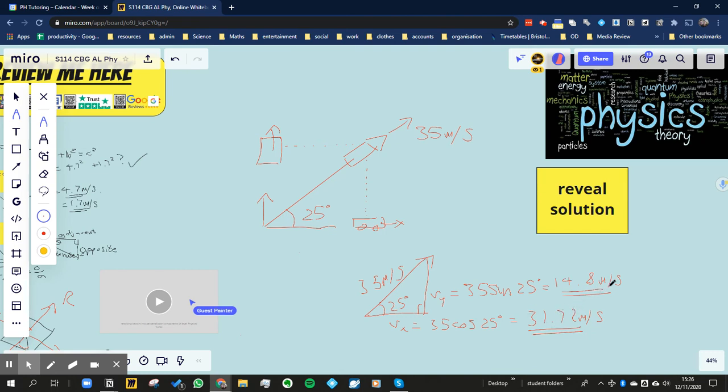I'll briefly mention something about how many decimal places, how many significant figures I should use. So really, I should actually only use a maximum of 3. The data that I've got is in 2 significant figures. I'm allowed to give up to 1 more significant figure after that. I won't go into the reason why that is at this stage, but so this is 14.8 meters per second and 31.7 meters per second. Okay.